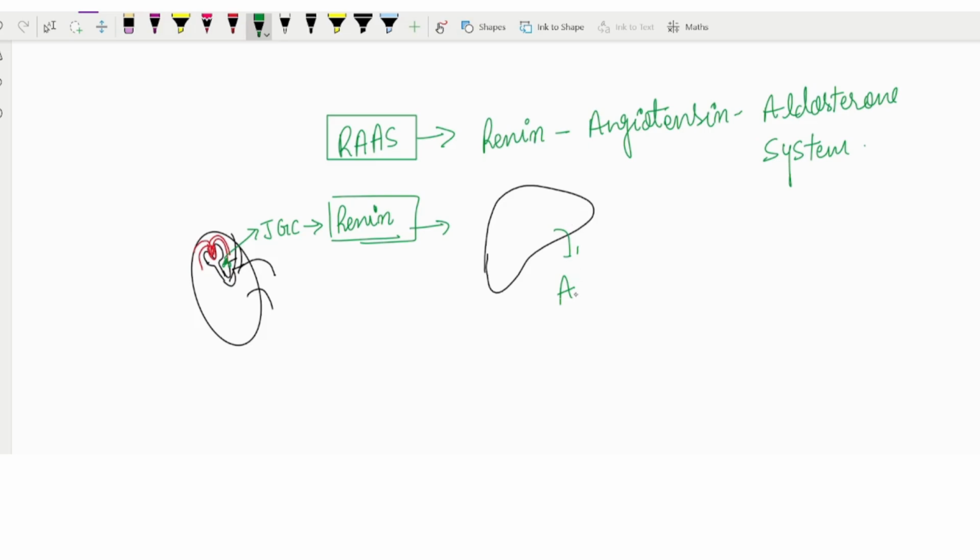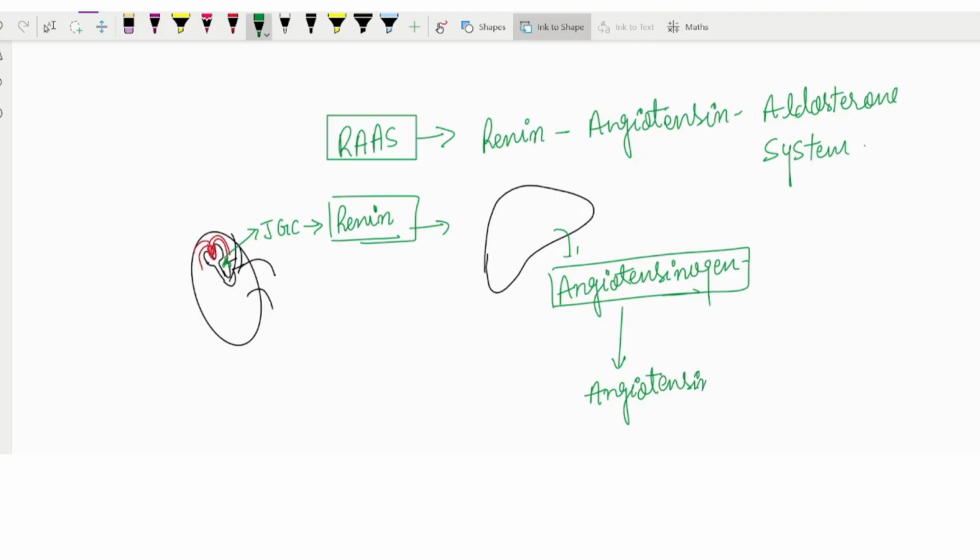It will stimulate the liver to secrete angiotensinogen, and this angiotensinogen is actually, we can say, the inactive form. So this angiotensinogen will be converted into angiotensin first with the help of the renin. So who is converting it into angiotensin first? It is converted with the help of the renin into angiotensin first.